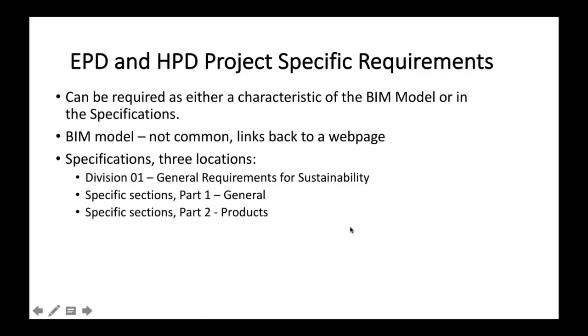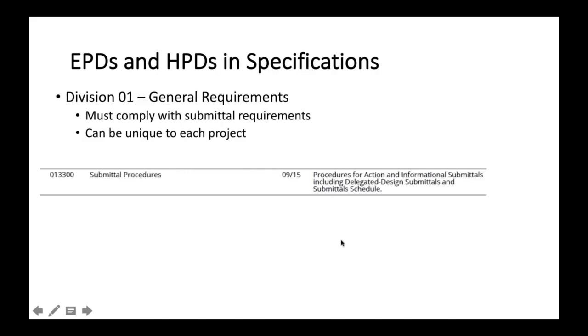So if you're looking for EPDs and HPDs in specifications in Division 1, basically just keep in mind you've got to follow the submittal procedures that are in the project, and these apply to basically any type of submittal. And just a heads up, typically some sort of sustainable design submittal, EPD, HPD, etc., is going to be in addition to a typical submittal. So it's never going to replace it, and it's still subject to all the same rules that are out there for the submittals for that project.